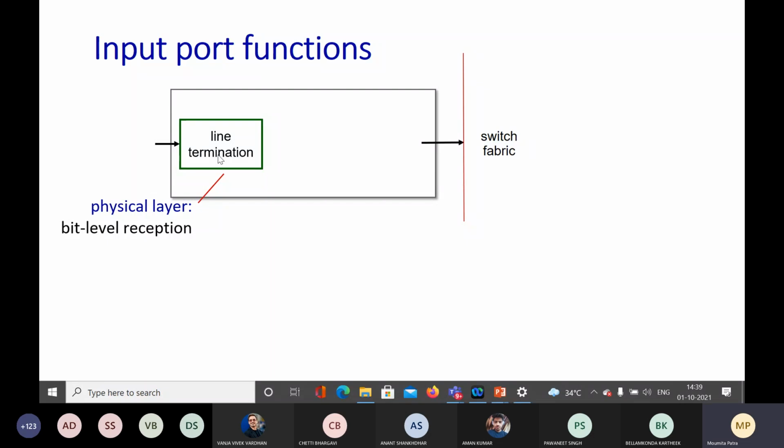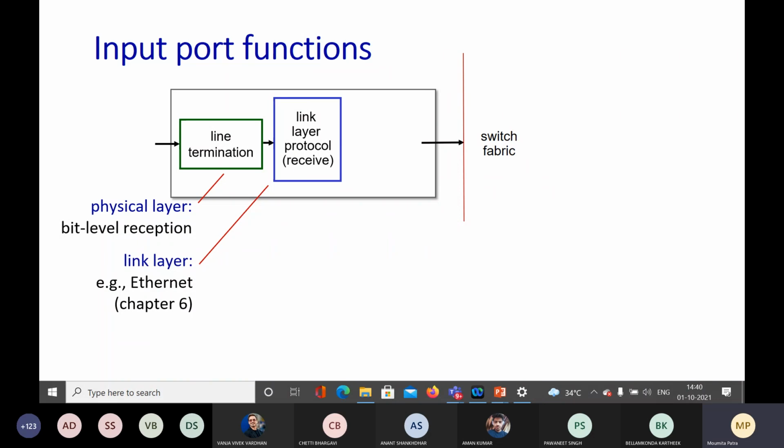So the first module is line termination. It is a physical layer functionality, where bit level reception of the data that is arriving is done. So this is a physical layer functionality. Then we have the corresponding link layer protocol at the receiver's end. Input port function means the router is acting as the receiver end for the datagram, right? So the corresponding link layer protocol, for example, Ethernet. Ethernet is also a link layer protocol. We will read about it in the next chapter.